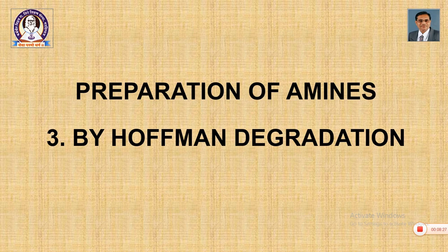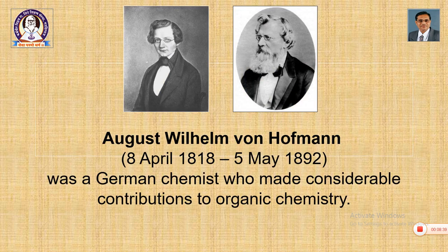Now let us consider the third method of preparation of amines. In this third method, the method is called the Hofmann degradation method. So we will see the concept. Before that, let us consider who is Hofmann. The name of the chemist is August Wilhelm von Hofmann. He was a German chemist who made considerable contributions to organic chemistry.